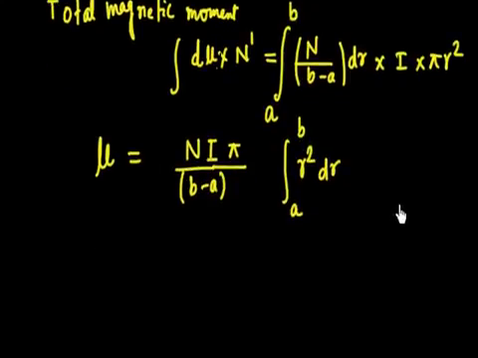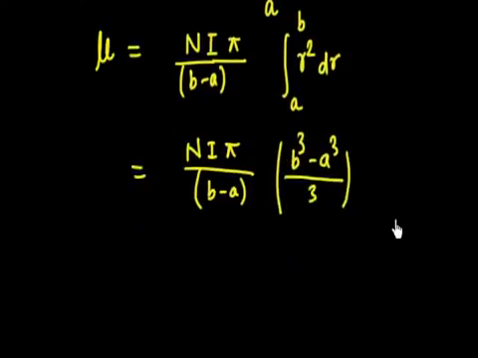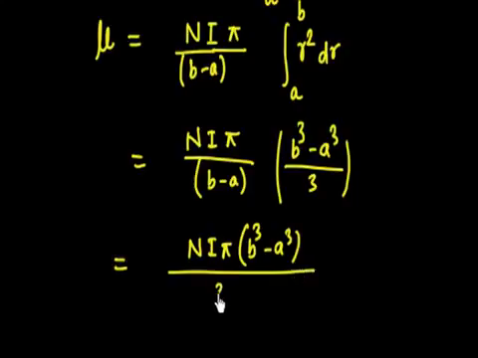Simple. Now if you integrate this one, you will have n I pi (b minus a) times r cube by 3, that is b cube minus a cube by 3. I think everybody can understand this is simple integration. So finally, I can write this as n I pi (b cube minus a cube) divided by 3 times (b minus a). So this is the final answer you will have.